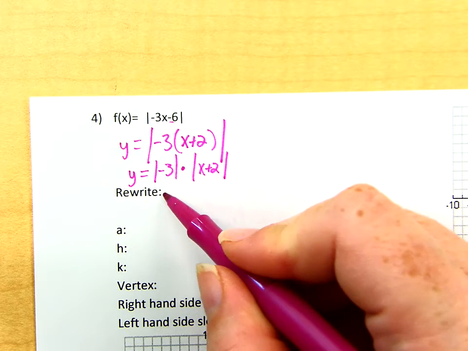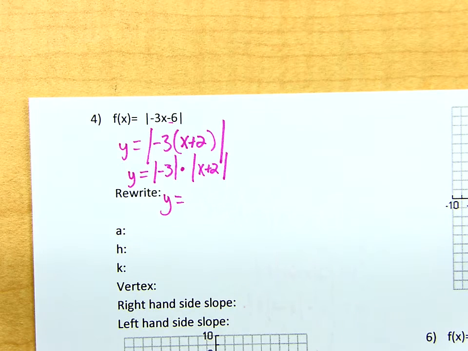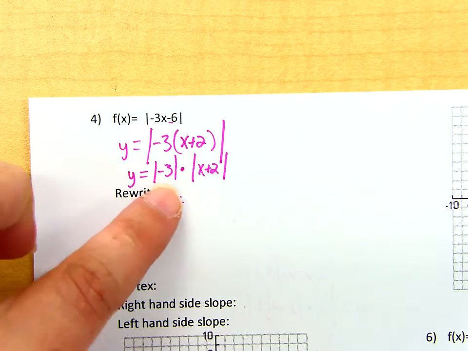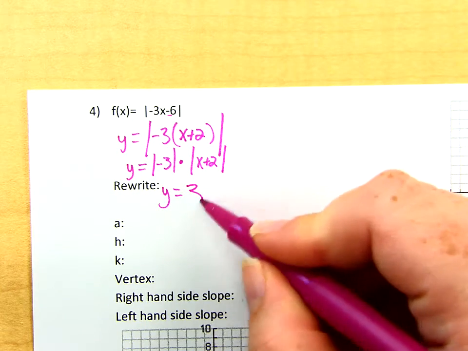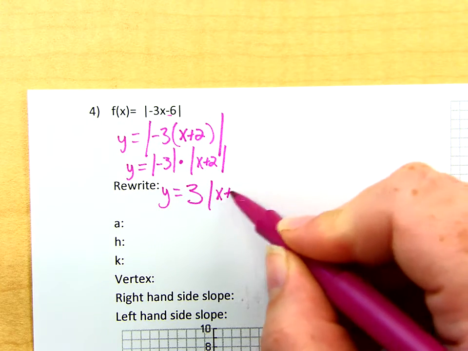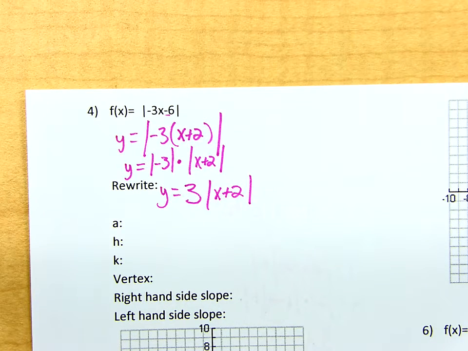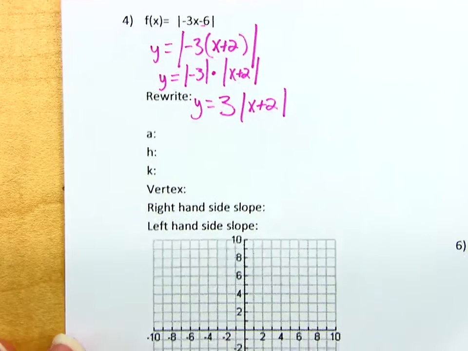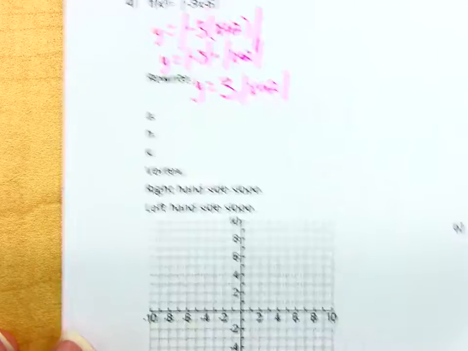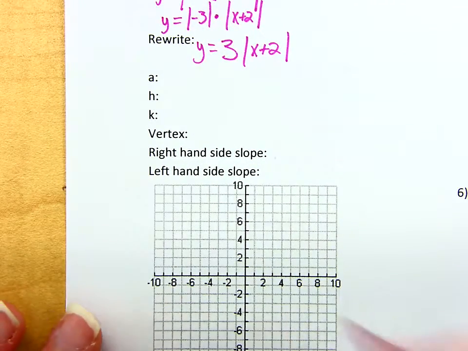So when I go to rewrite it in the form that I like it in, look at what happens to this negative 3. I want the absolute value of negative 3. So now it's just a 3. And then absolute value of x plus 2. And so now, hopefully, it's in the form that you know what to do with. Do you? Give it a shot. Do your A, H, and K, and then check and see if you have the same thing that I have while I do it.